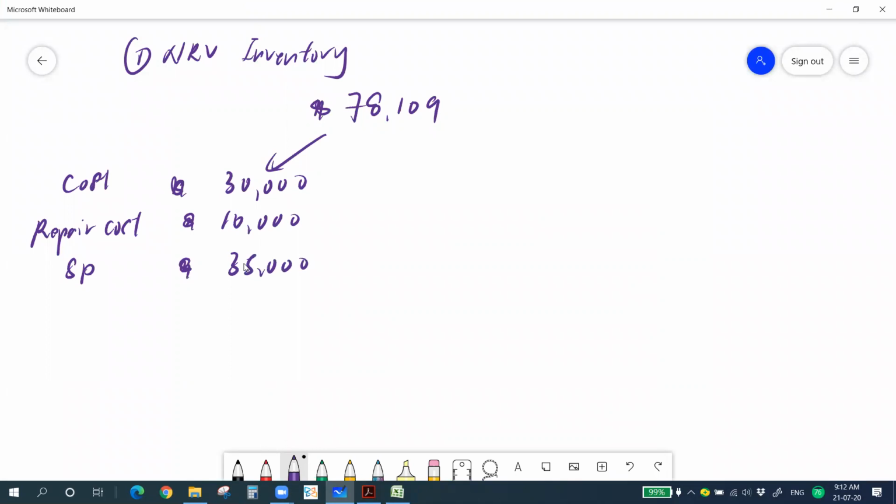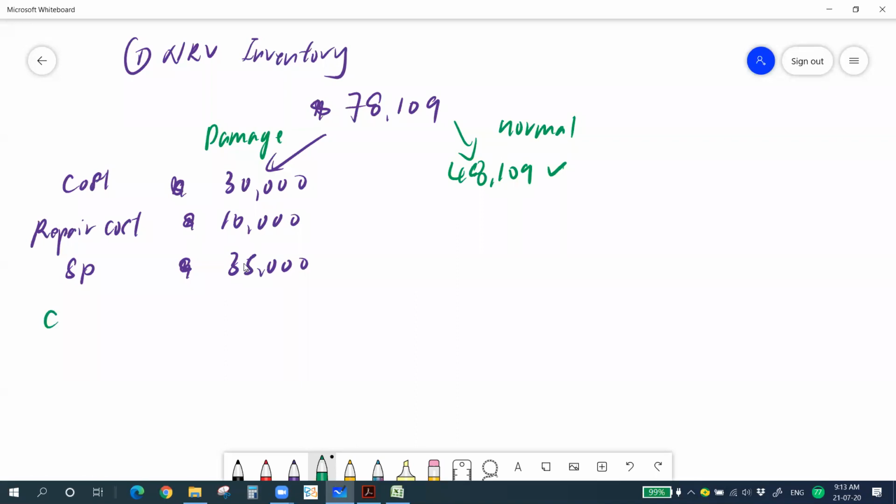All right. So obviously, this question is testing your NRV. So we need to do an NRV testing for this damaged product. For the normal item, which is the difference between your 78,000 and 30,000, is 48,109, right? So this one is okay. So we no need to do adjustment for this one. We focus on this one.